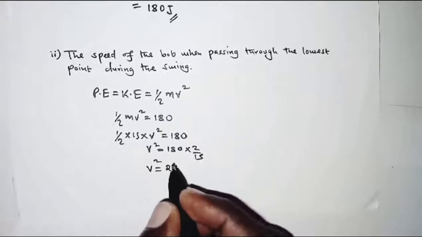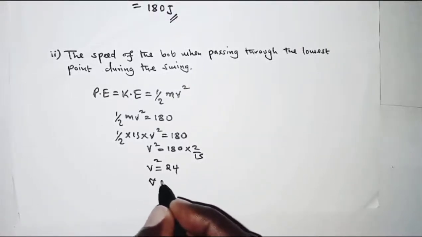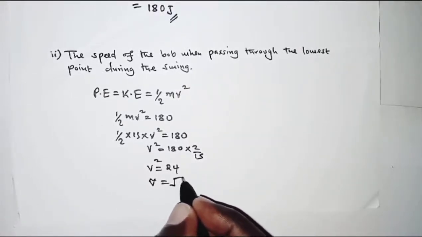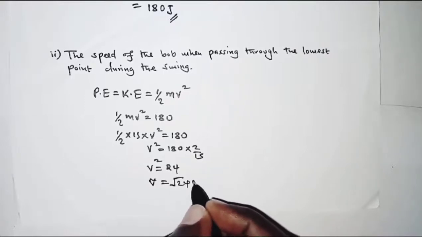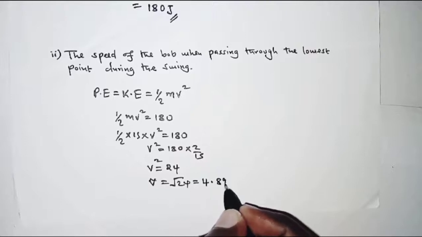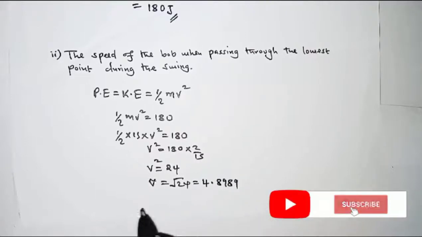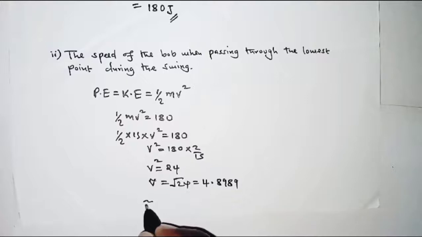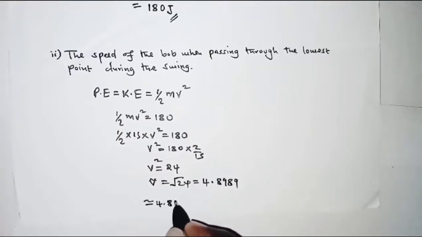And from this, when we get the square root, v is equal to the square root of 24, and that is 4.8989. So that is 4.899 meters per second.